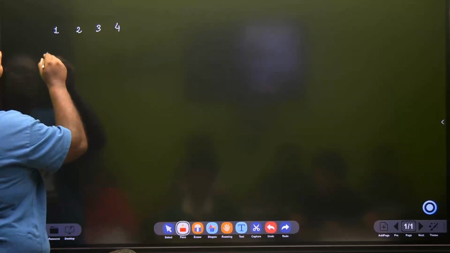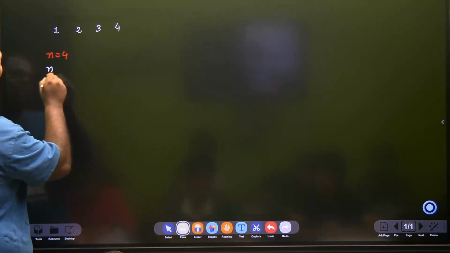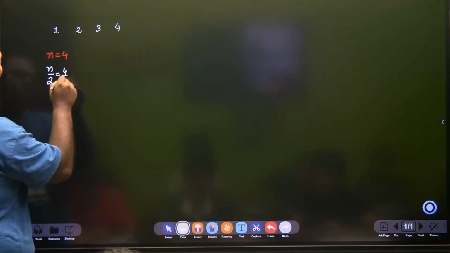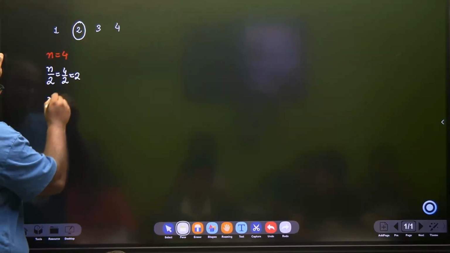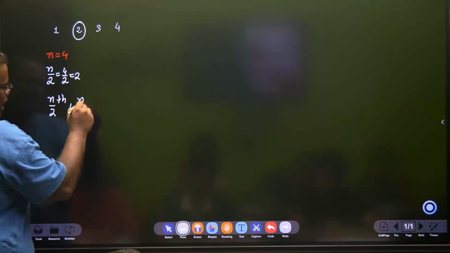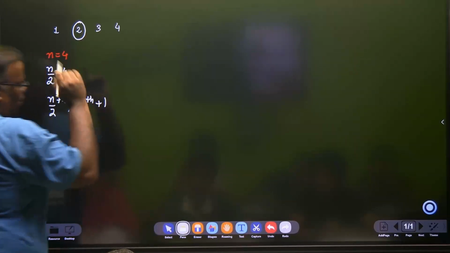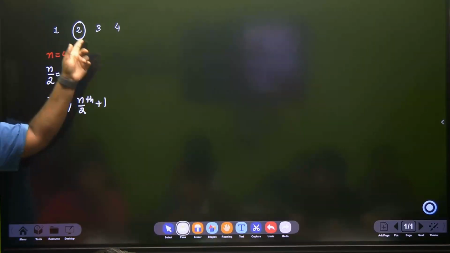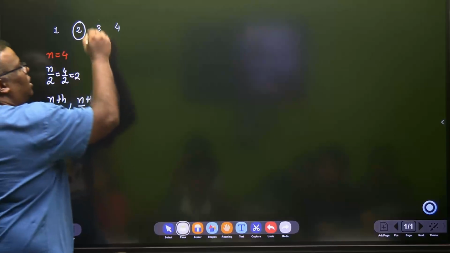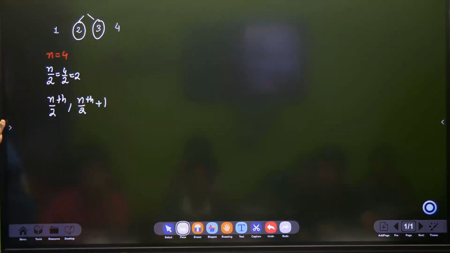So I've got 4 data, my n is equal to how much? 4. First I will do n by 2, which gives me 4 by 2. That means I get a value 2, that means the second data. So n by 2th and n by 2th plus 1. Not n plus 1 by 2. You must not make that mistake. n by 2th means 2, plus 1, that is 3, then take the mean of these two. This is what we used to do in grade 7, grade 8, grade 9. Have you understood the criteria between n and n by 2?